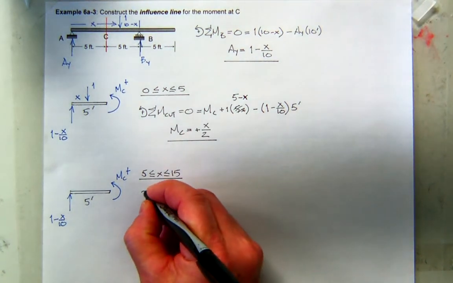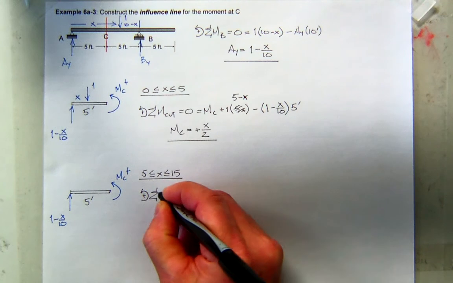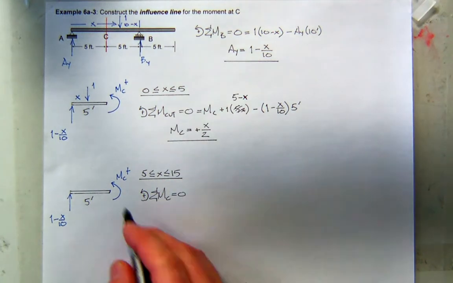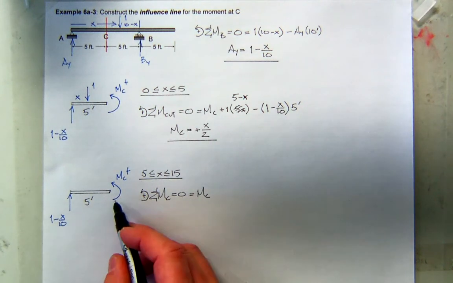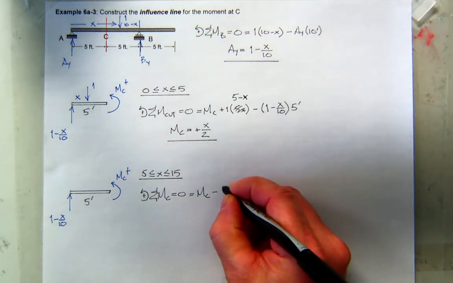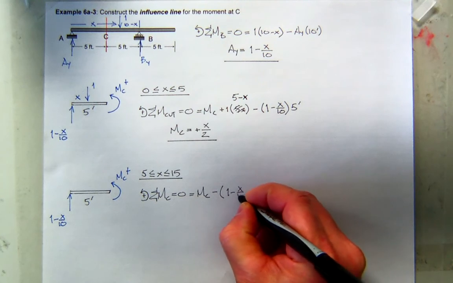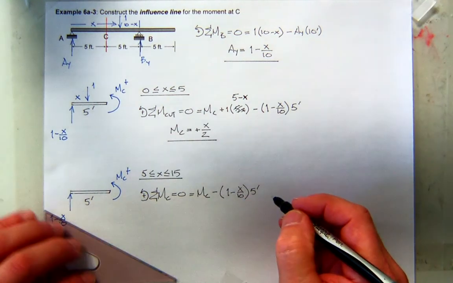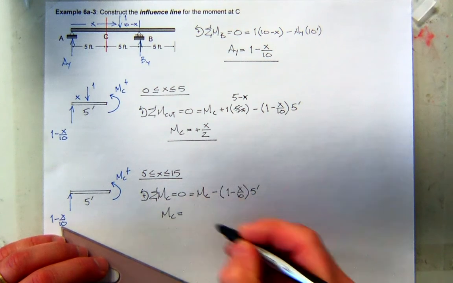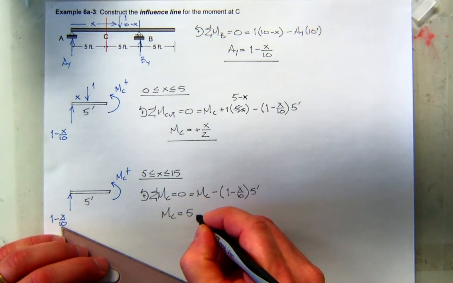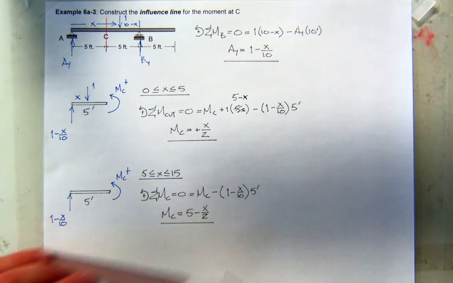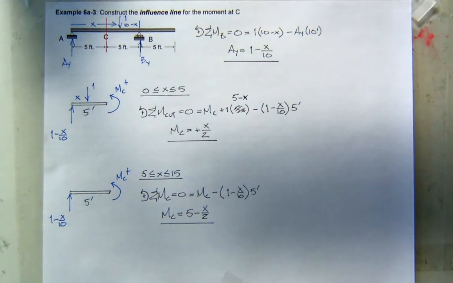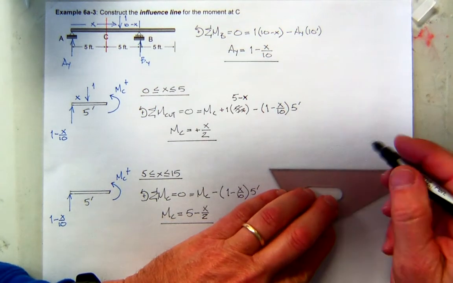So let's do that. Just like before, I'm going to sum moments at the cut, put it equal to 0. My internal moment is positive. My reaction moment, or the moment created by this reaction, is negative. And it has a force of 1 minus x over 10 times 5 feet. So when you solve for the moment at C, you get 5 minus x over 2. And now you just plot that. So let's see what our moment looks like.